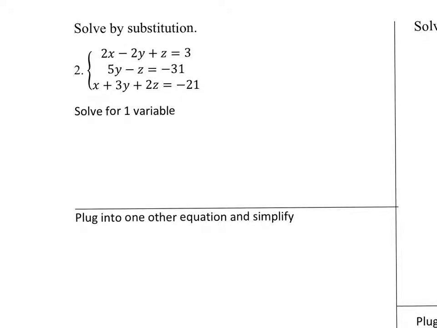How's it going, everybody? Alright, so what we're going to go ahead and do is we're going to be using three variable substitution with this system of equations.